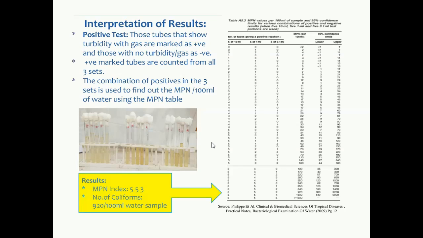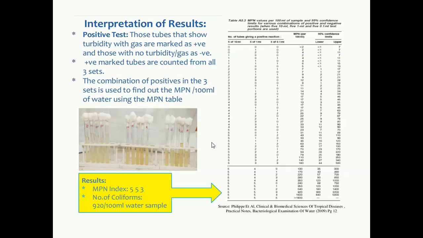The combination of positives in the three sets is used to find out the MPN per 100 ml of water using the MPN table. For example, the result is MPN index 553. The first 5 means 5 test tubes positive in 10 ml. The second 5 indicates 5 test tubes positive in 1 ml. Next, 3 indicates 3 test tubes positive in 0.1 ml. Here we are observing 553.